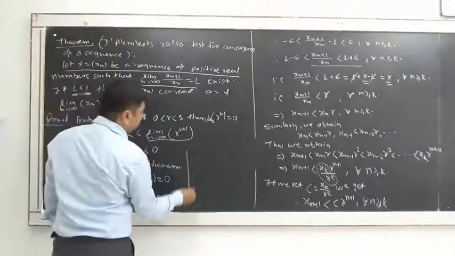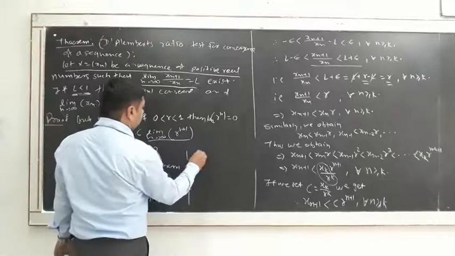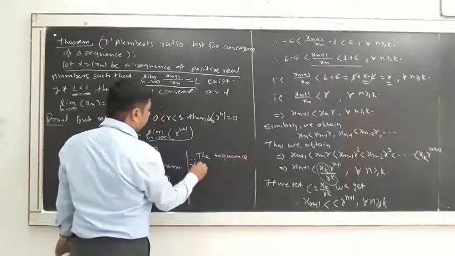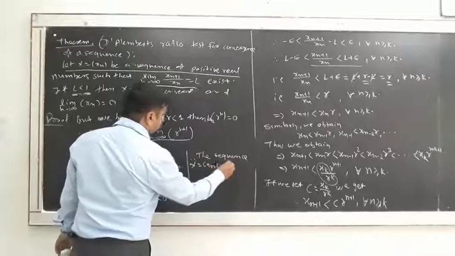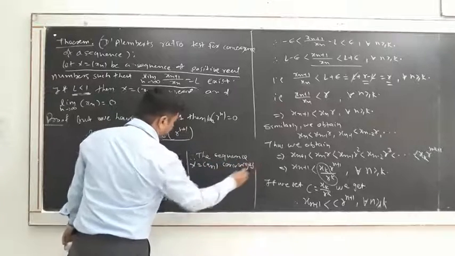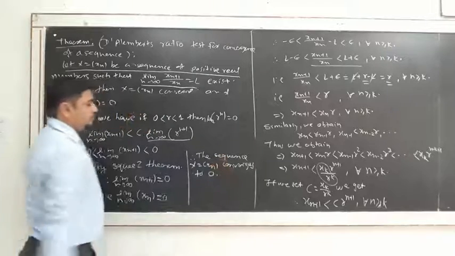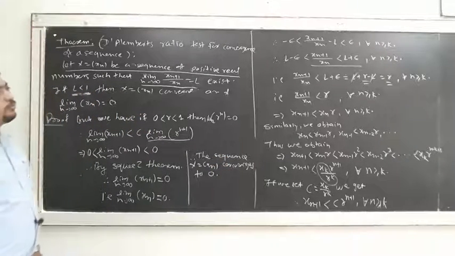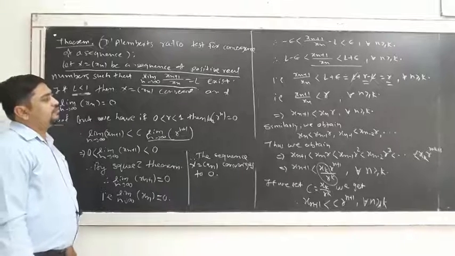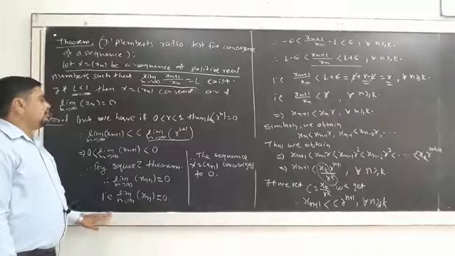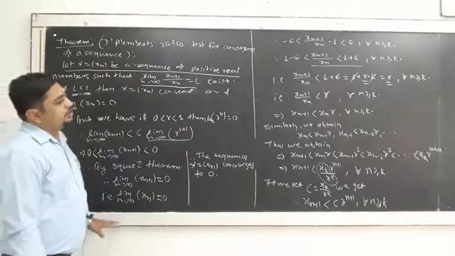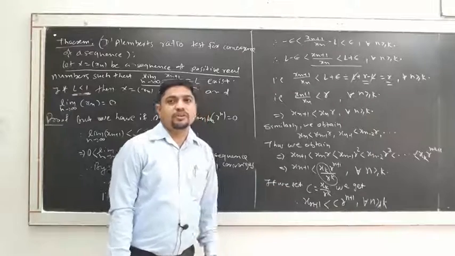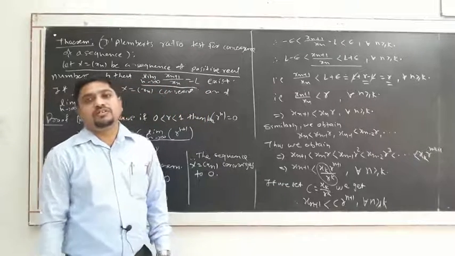Therefore this sequence x equal to (x_n) converges to 0. Okay, so you have to use the definition of limit and some calculations, or some assumption you have to make. Then you can prove it very easily.